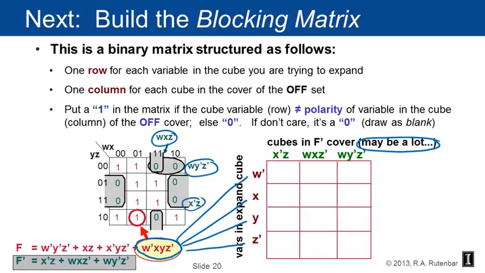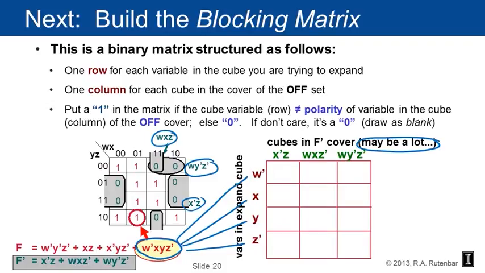Put a 1 in the matrix if the cube variable row is different than the polarity of the variable in the cube column. Otherwise, it's a 0, and if it's a don't care, which means just the variable doesn't appear, it's also a 0. And for the zeros, I'm just going to draw a blank because it's just easier to see where the ones are. So let's go look at the first row.